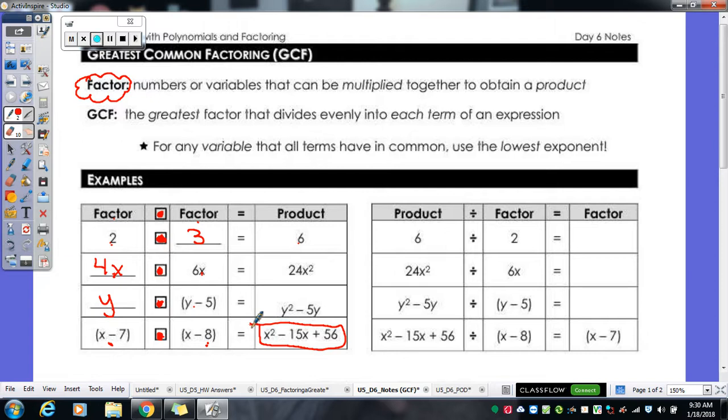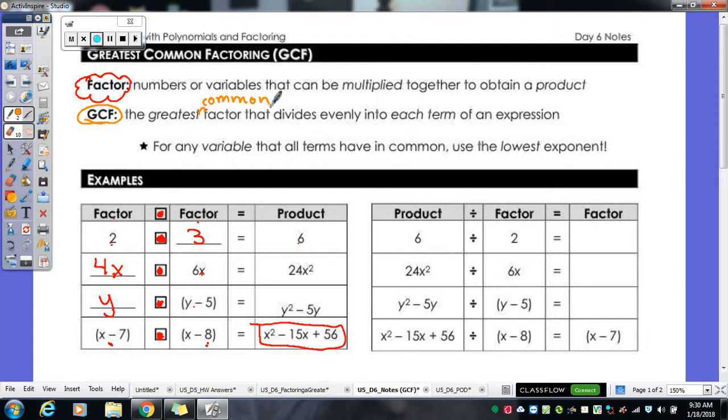So your two factors multiply together to give you your product. You can sometimes have more than two factors, but for right now we're just going to stick with two. What we're going to be looking for today is what we call the GCF. That stands for your greatest common factor. Let's add that word common in there.